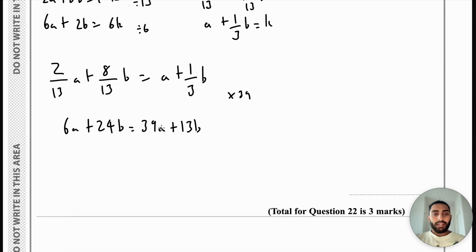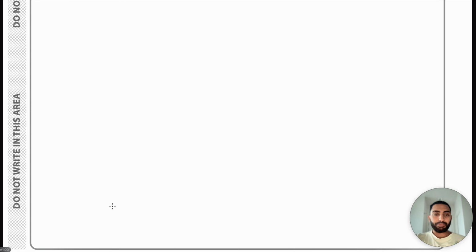I just need to bring my a's onto one side and my b's onto the other side, and I can see I have more a's on the right hand side and more b's on the left hand side. So I'm going to take away 13b from both sides, and take away 6a from both sides. Then I'm left with 24 take away 13, which is 11b, is equal to 39 take away 6, which is 33a. Now I just need to solve this. I want b in terms of a, so I need to divide both sides by 11 because I want b on its own. Dividing both sides by 11, b would be equal to 33 divided by 11 is 3, so that would be 3a.